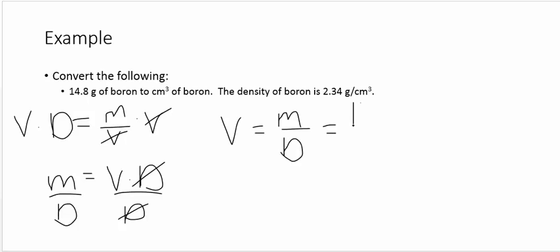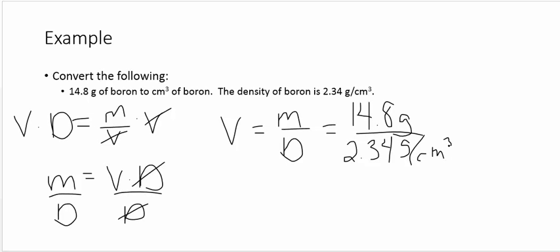Mass 14.8 grams, density 2.34 grams per centimeter cubed. Pay attention to sig figs, because I start off with 14.8, which has 3. I'm dividing by 2.34, which has 3. So my answer in the calculator has to come out with 3 sig figs. Do the math. 3 sig figs would round to 6.32. And then my volume, centimeters cubed.